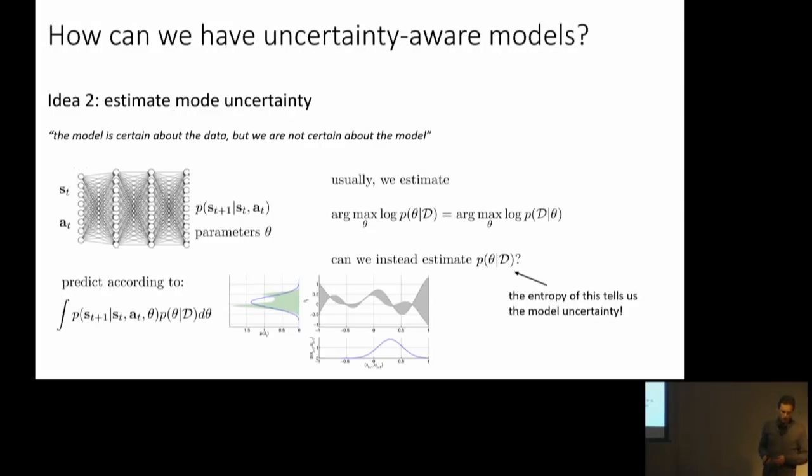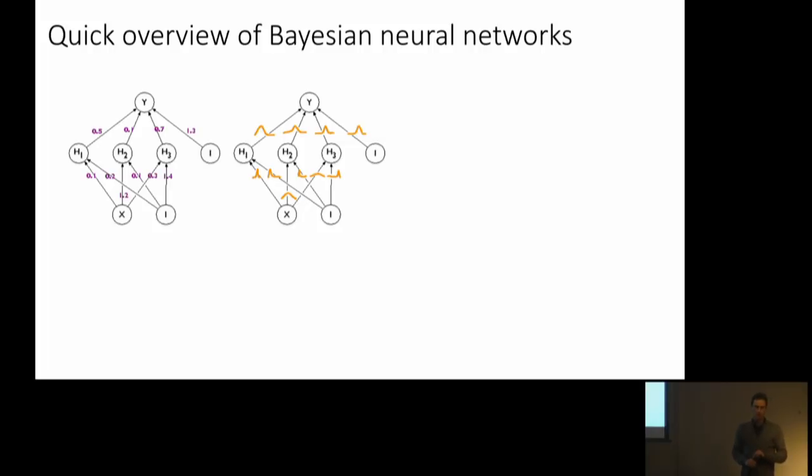Okay, so the key now is that we need to somehow get this P of theta given D, we need to be able to represent it in a tractable way, and then we need to be able to make predictions with it. There are a couple of ways of doing this, some of which range from incredibly complicated to relatively simple. One popular class of extensions to neural network models that allow us to explicitly model P of theta given D is what's referred to as Bayesian neural networks.